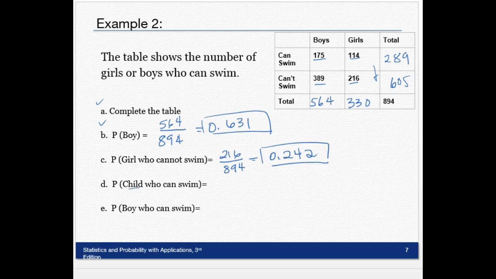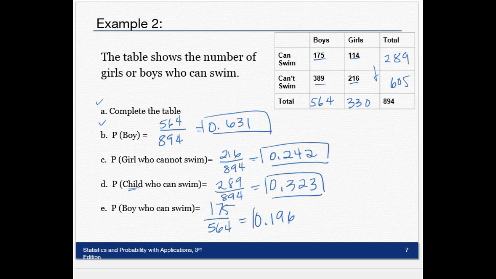D, probability of a child who can swim. So it doesn't matter, boys or girls who can swim. At the total column, 289 out of 894 gives me 0.323. Lastly, a boy who can swim. So a boy who can swim is 175 out of 564. And as a decimal, that's 0.196. All right? Now, you will have to use that formula we discussed on your worksheet, so don't forget about it. In the previous example, we used it as well. All right?